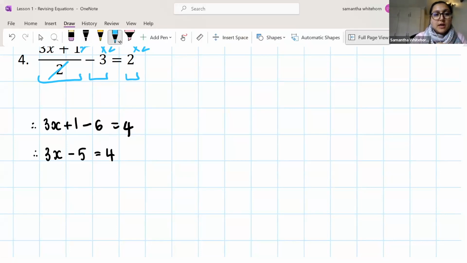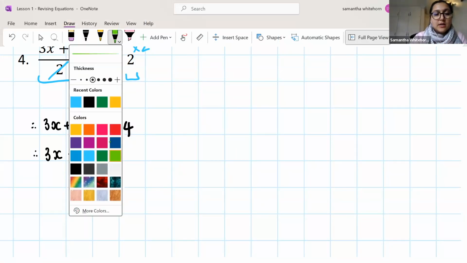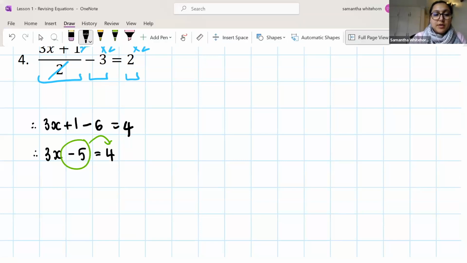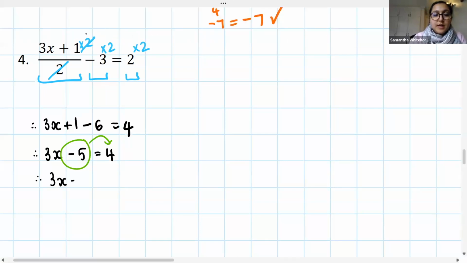So the first thing that I want to do here is I want to take this negative 5 and let it come over to the right-hand side. And so I need to remember my inverse operations. So I've got 3x is equal to 4 plus 5. Remember, the minus becomes a plus. That means on the right-hand side, I've got 4 plus 5, which is 9.